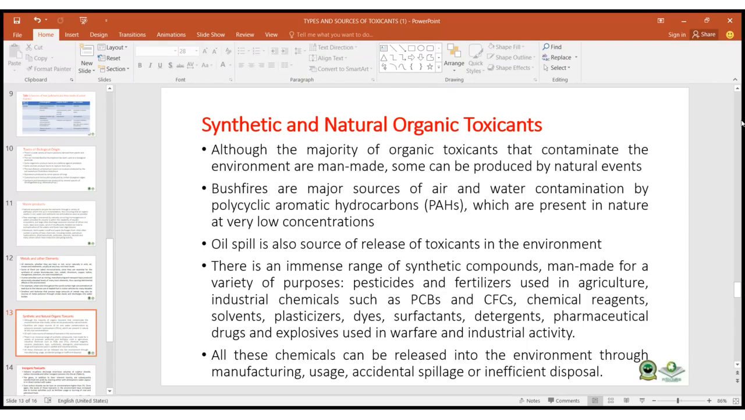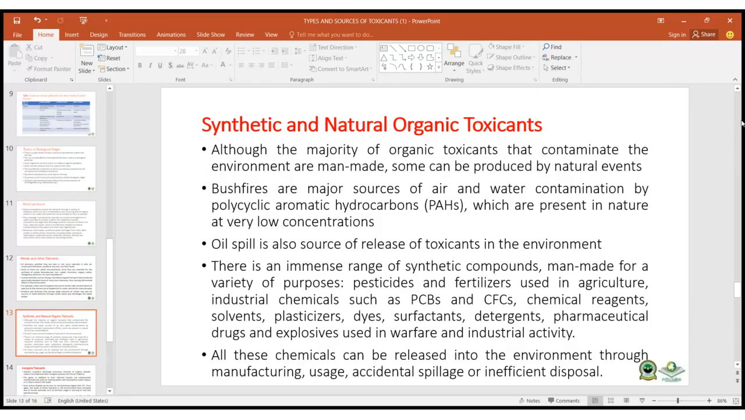So when you apply fertilizers in your farm, they will do the job, but definitely rain will fall on them and is going to wash off a good quantity of those fertilizers into the water body. And the same thing happens with pesticides. They all find themselves into the water body. So you see, pesticides and fertilizers are agricultural sources of toxicants, toxicants that come from agricultural activities.